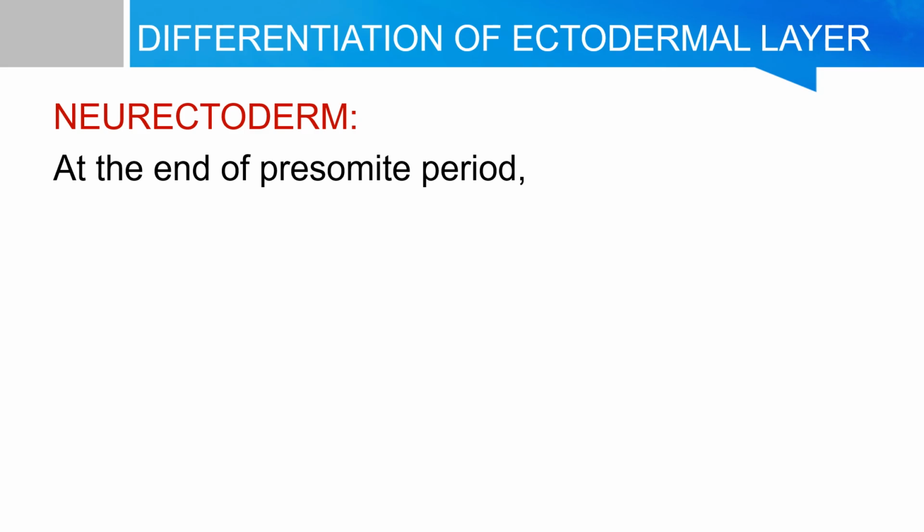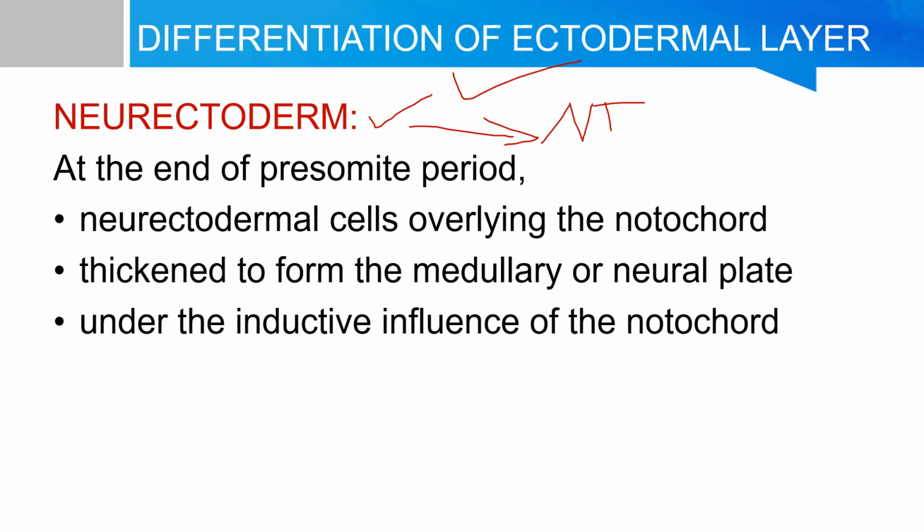First we are going to see the differentiation of the ectodermal layer. The ectodermal layer differentiates into neurectoderm, which will give rise to the neural tube. That process is called neurulation. So what is this neurulation? Neurectodermal cells overlying the notochord are thickened to form the medullary plate or neural plate.